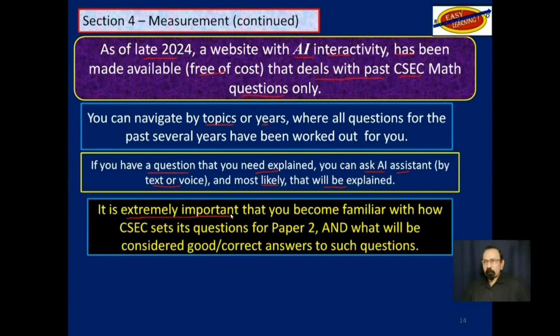It is extremely important that you become familiar with how CSEC sets its questions for paper 2 and what will be considered good or correct answers to such questions, and that is in relation to math.